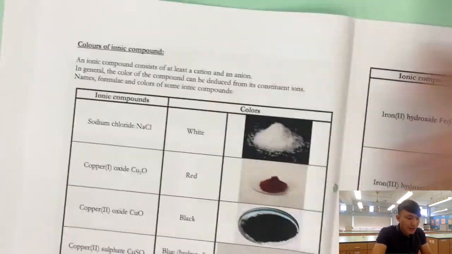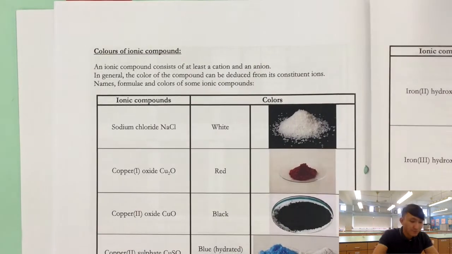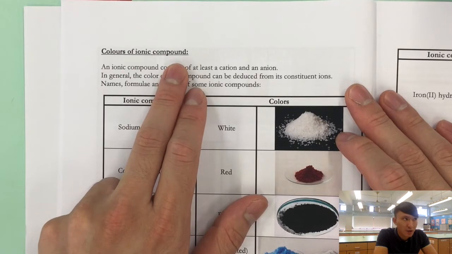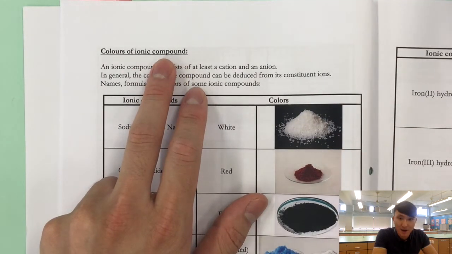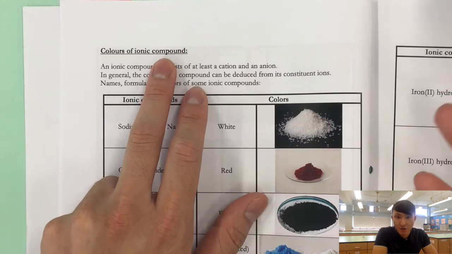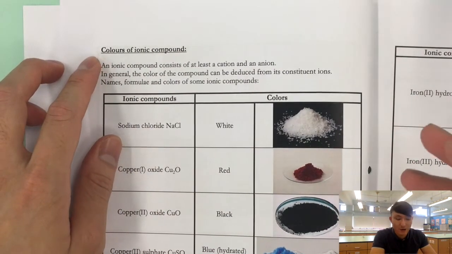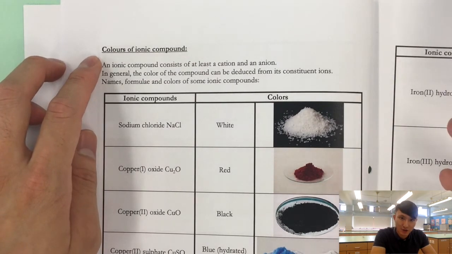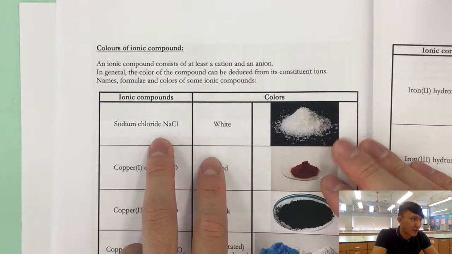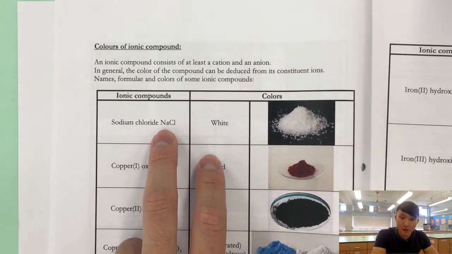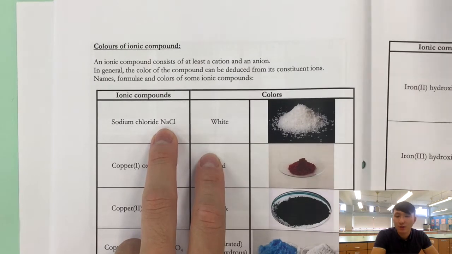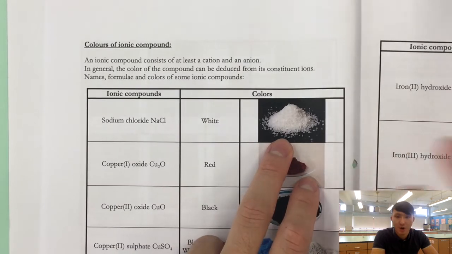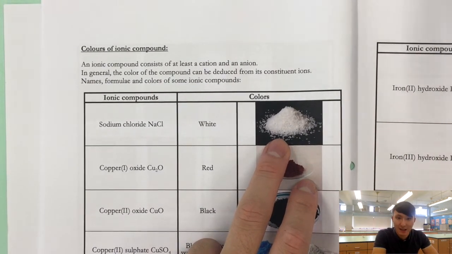Now the other 2 pages are also very colorful. This one, we want to talk about colors of ionic compounds. For ionic compounds, after all, they are made of ions. So most of the time, the color of an ionic compound can be deduced from its constituent ions. For example, sodium chloride is made up of sodium ion and chloride ion. Knowing that sodium ion and chloride ion are both colorless, the compound would appear white. Okay, white, not colorless, white.